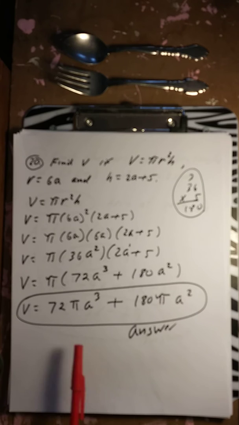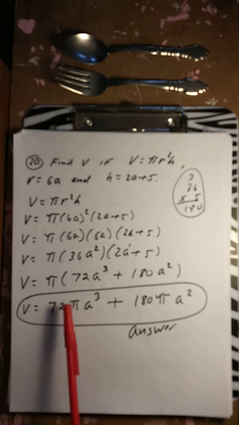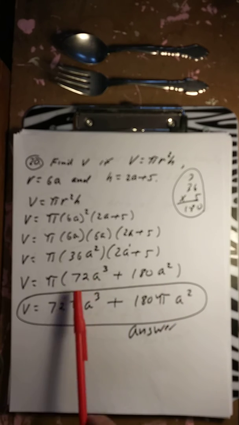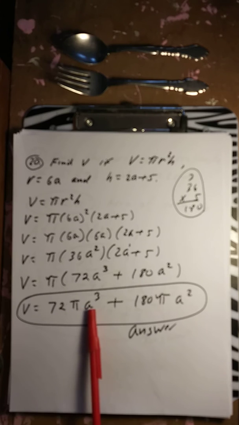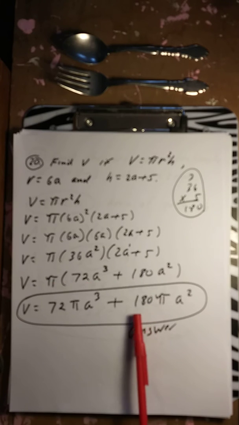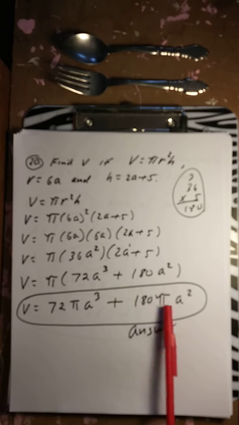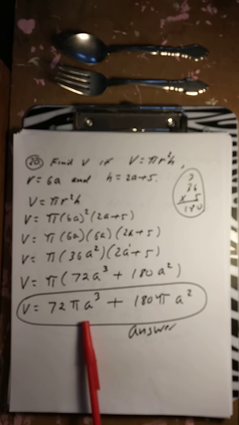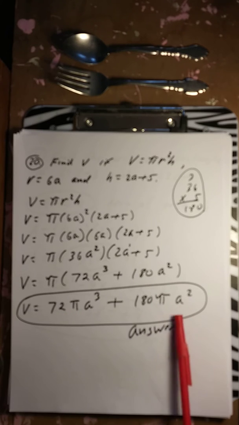So now last step, multiply pi times both of these. Pi times this one is the same thing as 72 pi a cubed. And pi times this one is the same thing as plus 180 pi a squared. So 72 pi a cubed plus 180 pi a squared.